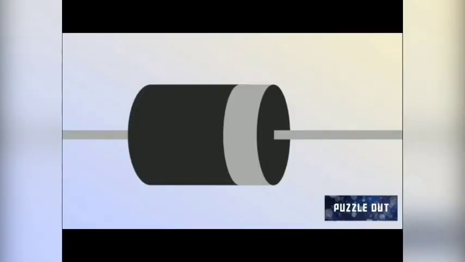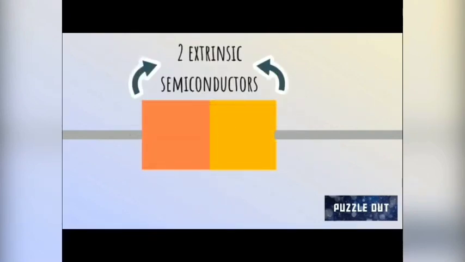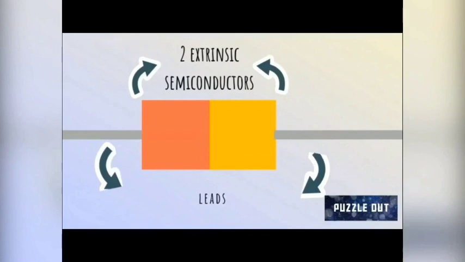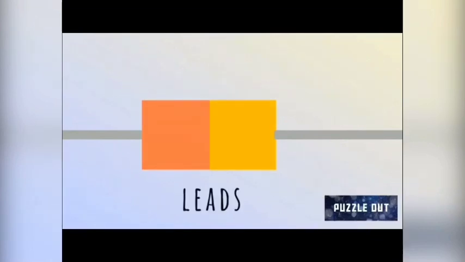Now this is how a diode looks like. So inside the outer shell, we have two extrinsic or doped semiconductors which are joined together. It also has two leads on either side which help them to connect to the circuit. All these together form a PN junction diode.